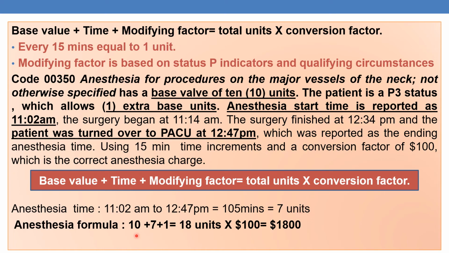So first, 10 base value units plus 7 time plus 1 modifying factor, 1 unit for modifying factor because he is a P3 status which allows 1 extra base unit. So 10 plus 7 plus 1, total are 18 units. Total units 18 units into $100 is $1,800. $1,800 is the anesthesia charge in this particular scenario.